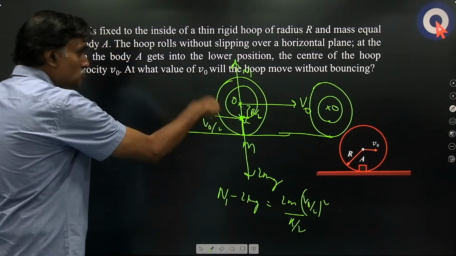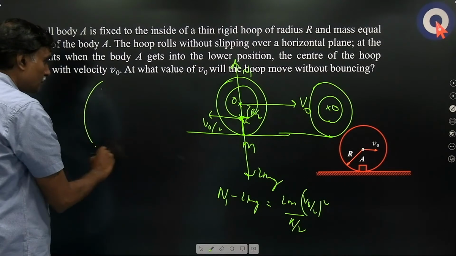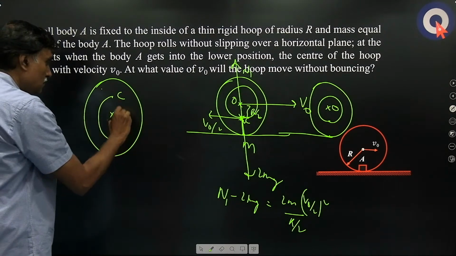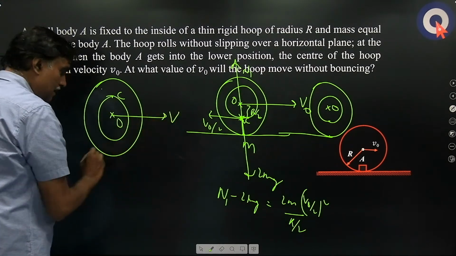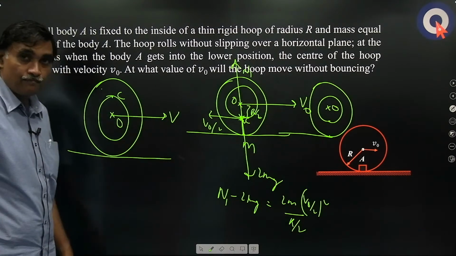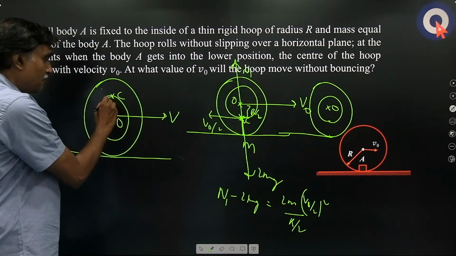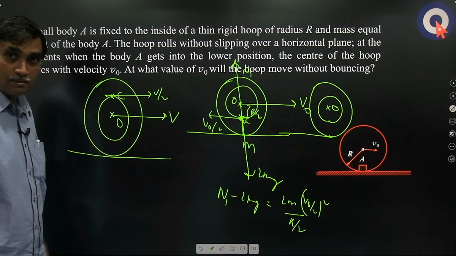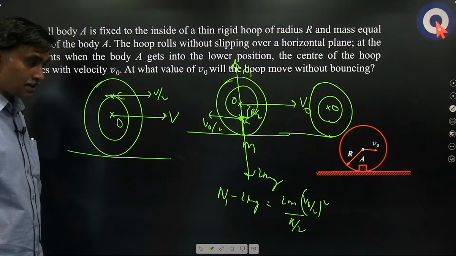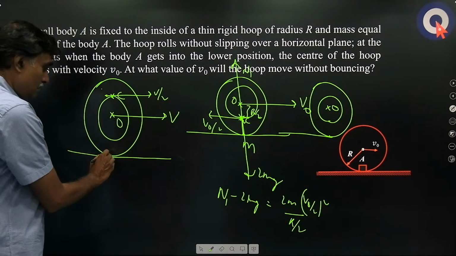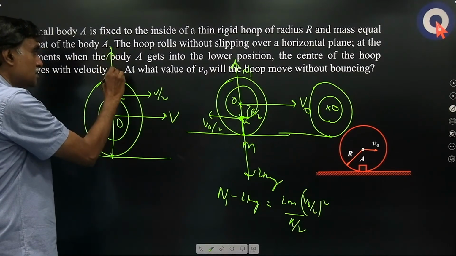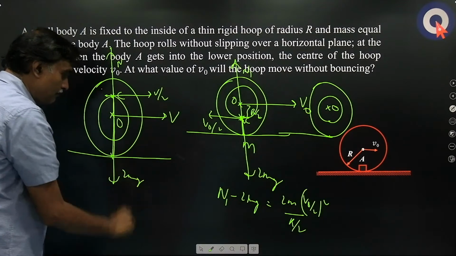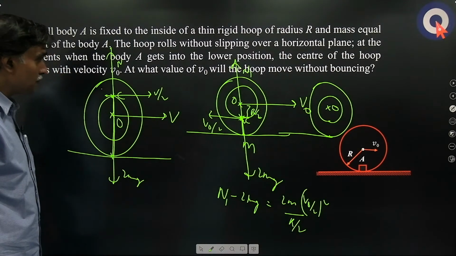So, when the center of mass goes to the highest point, assume the velocity of the center is V at that instant. Then what is the velocity of the center of mass with respect to the center? It will be V by 2 towards right. Then what are the forces acting at that instant? Normal force upwards, let us say N, and 2 mg downwards. So, what is the force equation you will get?